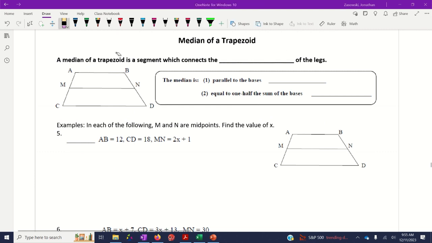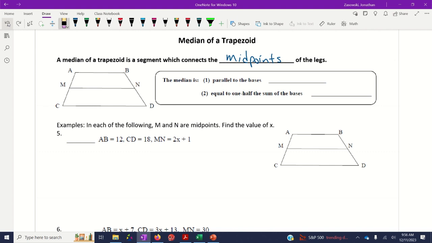Okay, so starting off with our median of a trapezoid. So remember, the median is the word for us that means the middle. And what we're talking about is this middle segment, MN, which essentially cuts through the middle of the trapezoid. It has to cut through the middle of the two legs. So the median is going to be the segment that connects through the midpoints of the legs.